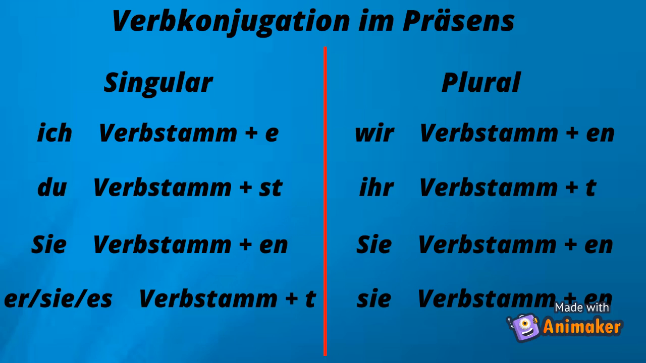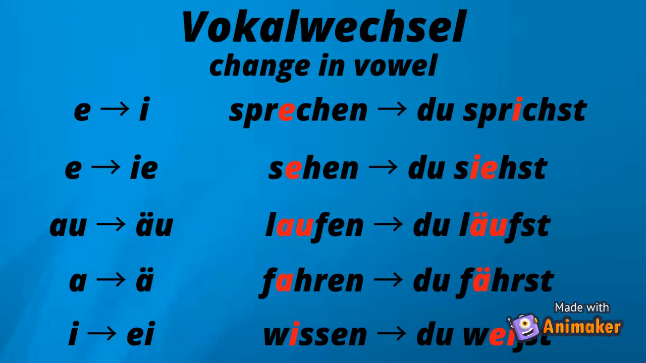Do remember the stem of the verb changes in the case of du and er/sie/es. These changes in the verb stem are basically in the vowel. The conjugations for all other pronouns remain the same as for regular verbs. Vokalwechsel. That means change in vowel.